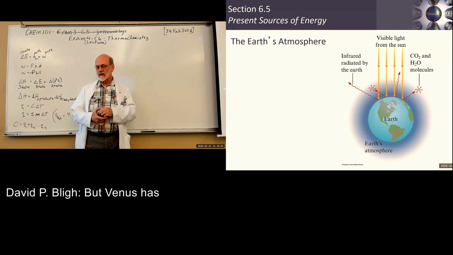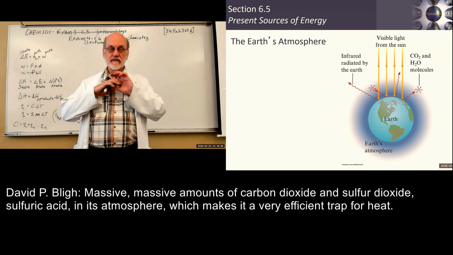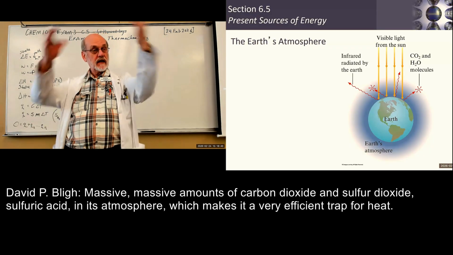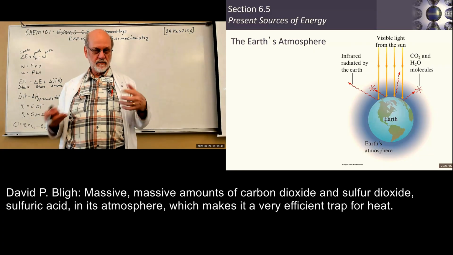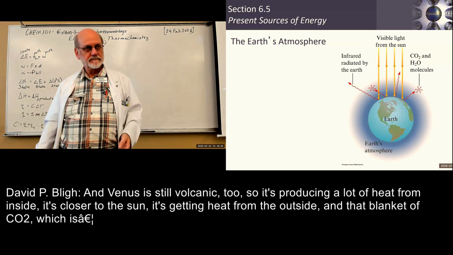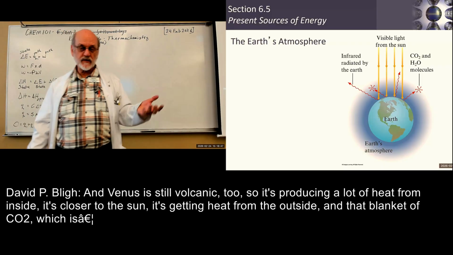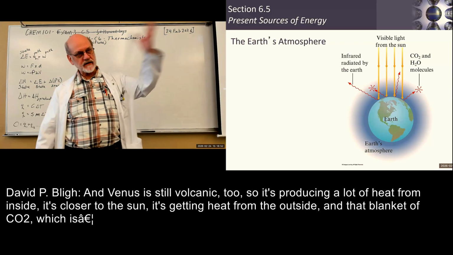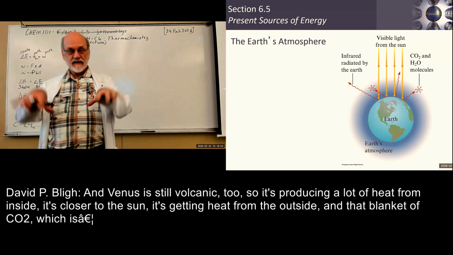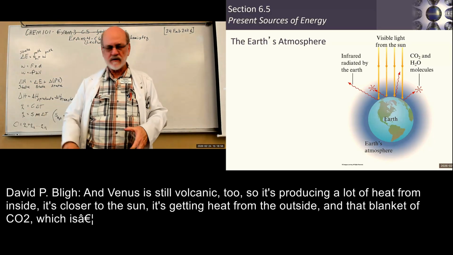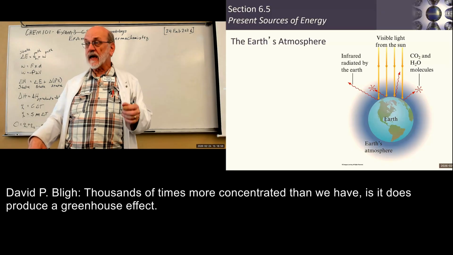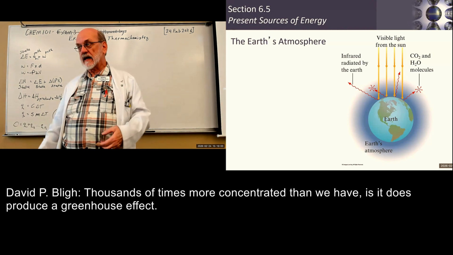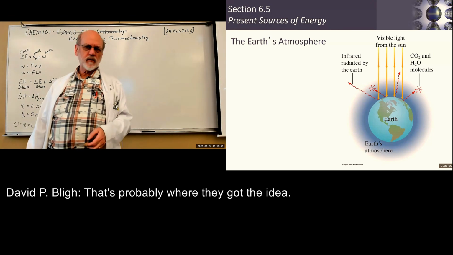But Venus has massive amounts of carbon dioxide and sulfur dioxide, sulfuric acid, in its atmosphere, which makes it a very efficient trap for heat. And Venus is still volcanic too. So it's producing a lot of heat from inside. It's closer to the sun. It's getting heat from the outside. And that blanket of CO2, which is thousands of times more concentrated than we have, it does produce a greenhouse effect. That's probably where they got the idea.